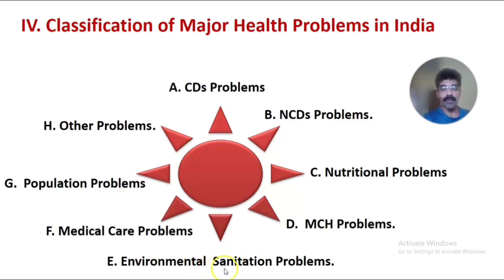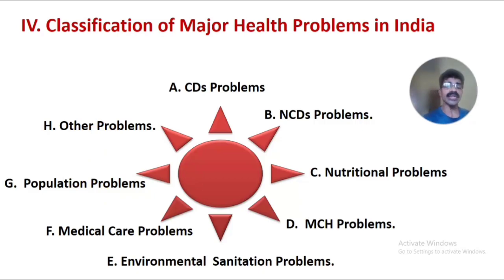I have already uploaded a video about the environmental sanitation problems, issues and suggestions, so please go through that to understand it better. Then the sixth one is medical care problems in India. Then the seventh one is population explosion or population problems in India. And the eighth, the last one, is other problems.